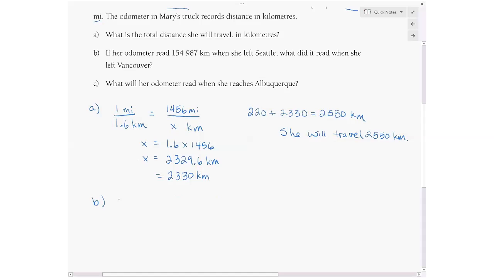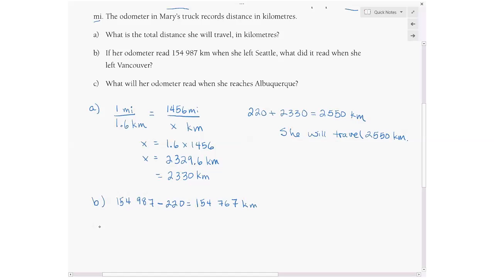So right now, it's 154,987 kilometers. And before, so she's already driven 220 kilometers, so how much did it read before? We're going to have to subtract that 220 because she's driven it. So what was it before? So it's going to be a smaller number. So 154,987 minus 220 gives me 154,767. So that's what her odometer would have read when she left Vancouver.